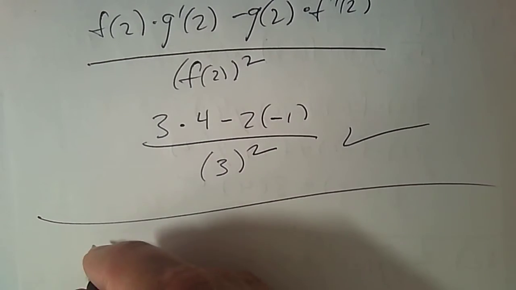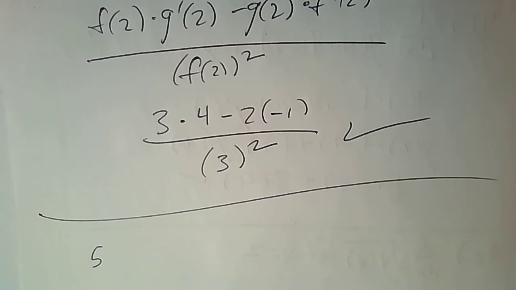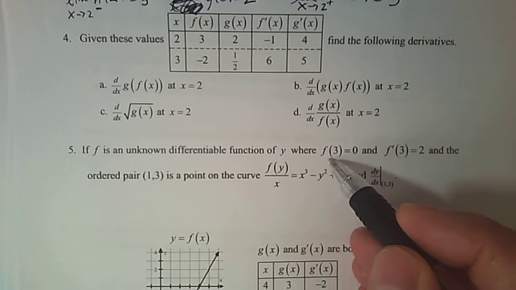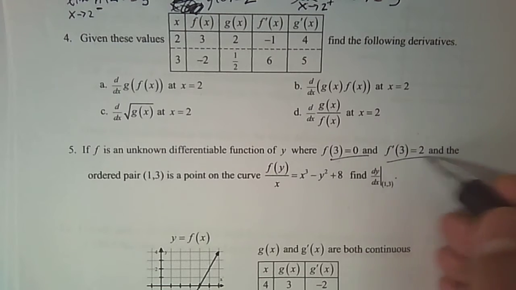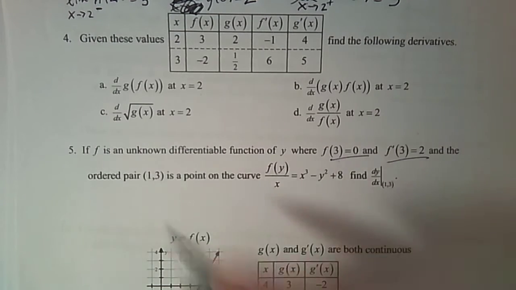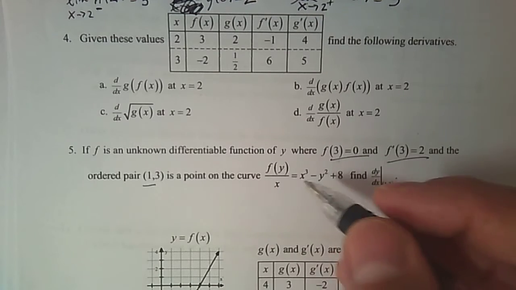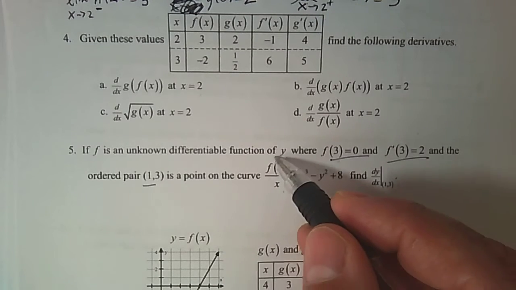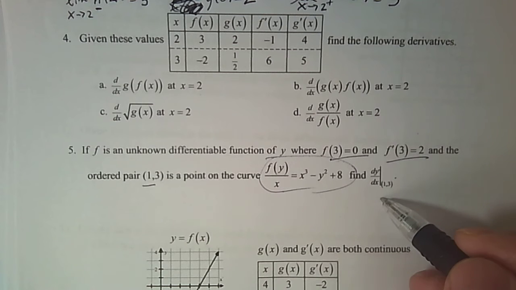5. It says for number 5, f is a differentiable function that we don't know, but we know there's a condition: f at 3 equals 0, and the derivative at 3 equals 2, and we have an ordered pair (1, 3) that is a point on this curve, and then find the derivative at (1, 3).